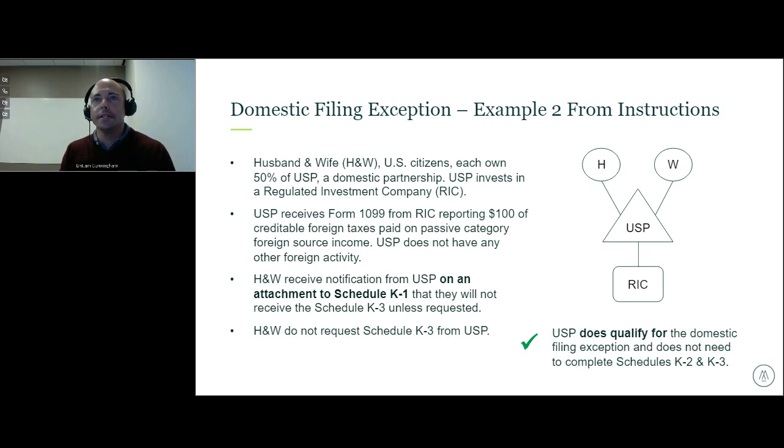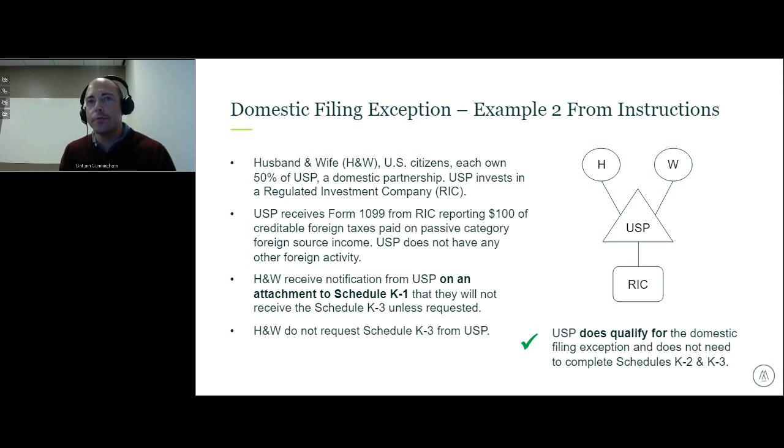This is a pretty simple example, but following on with these facts for the next two. You have a husband and wife, they're U.S. citizens, each own 50% of USP, a domestic partnership, which invests in a regulated investment company that provides a 1099 showing that 100 of creditable foreign taxes were paid.